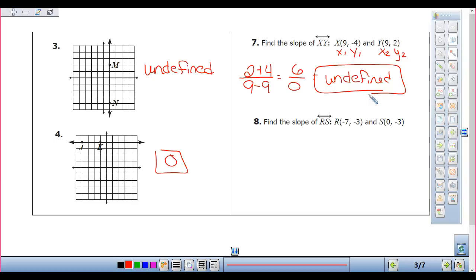Alright, so number 8 on the top. -3 plus 3 on the bottom. 0 plus 7, because minus a negative 7. So on the top, 0 over, is it okay to have 0 on the top? Because 0 divided by 7 gives you 0.